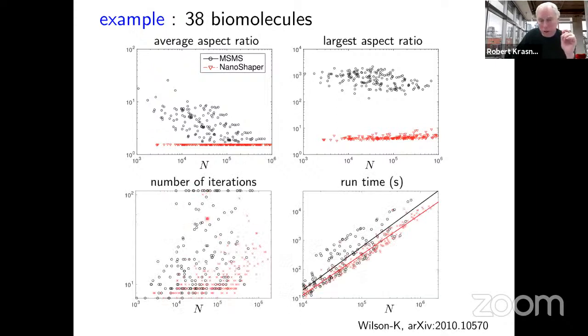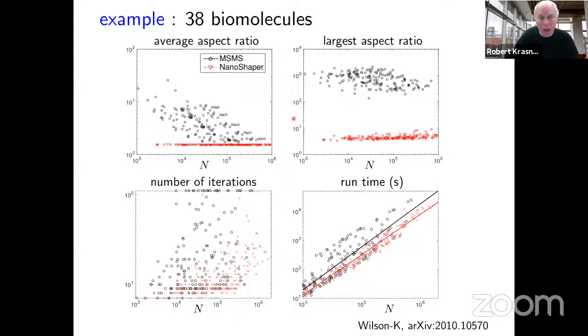And this affects the convergence. The number of iterations required to reach a tolerance in the GMRES: MSMS requires more iterations, and that converts into runtime. So NanoShaper is able to reach a certain tolerance in less runtime. Leighton Wilson and I have a preprint now in which we're doing this comparison of the two codes. But the version of TABI that's already installed in APBS is using NanoShaper as the default.